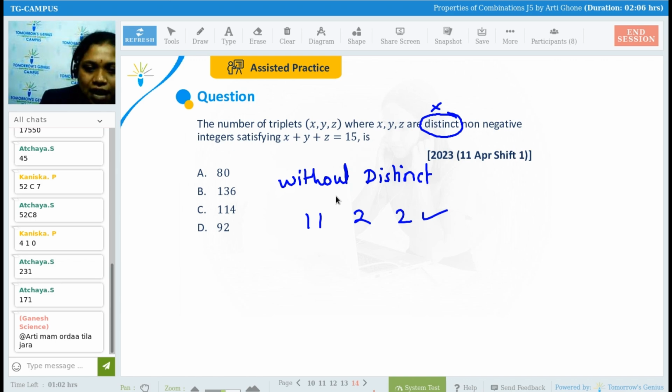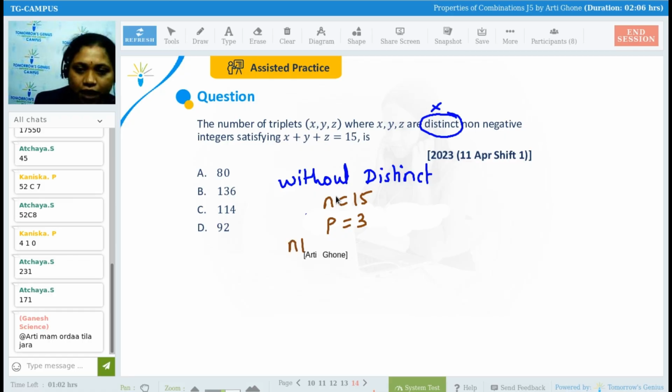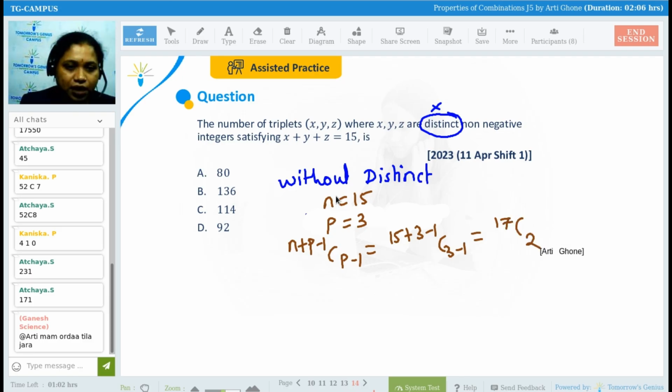So what if I take this without distinct? So a very simple question. There are three divisions, x, y and z. So my p value is 3 and total n value is 15. Clear? Okay. So without the distinct word, the permutation combination with the Beggars method is n plus p minus 1 C p minus 1, which is equal to 15 plus 3 minus 1 C 3 minus 1, which is 17 C 2. Clear? Okay, clear? Now tell me the answer of 17 C 2.